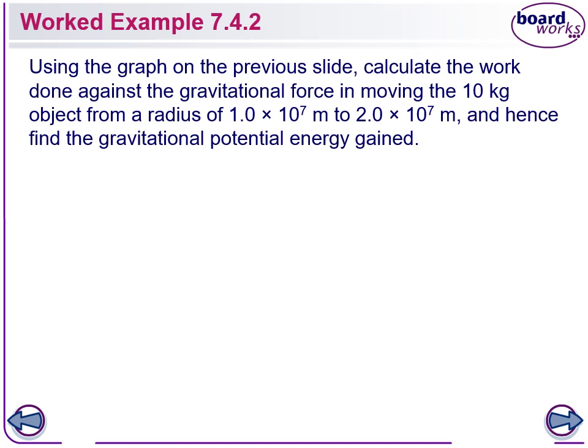So if we look at our graph, nicely they've shaded the bit we need to look at. So we've got an object that is 1 times 10 to the 7 meters away from the center of the Earth, and we are raising it out to 2 times 10 to the 7 meters away from the center of the Earth. Now, by the way, we're going to do a lot more of these types of examples in chapter 1 when we get there. But for now, all we need to do is to be able to read the graph. So if we look at our graph, we are going to have to count squares.